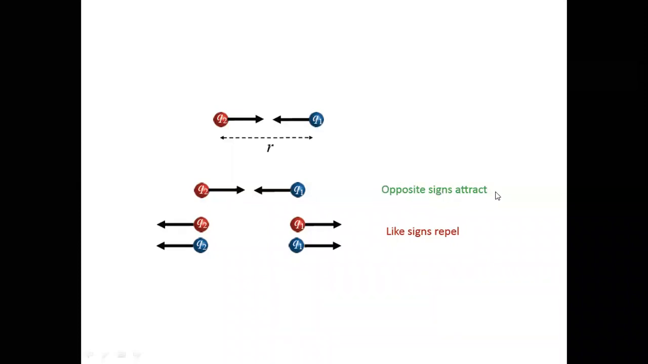So this is called opposite signs attract each other. If both have the same charge, that is, red is one kind of charge and Q1 has the same charge as Q2, then they move in opposite directions from each other, so they are going to repel. If red is the positive charge, then blue is the negative charge, and both having the same charges, they are going to repel. If they have opposite charges, they are going to attract.